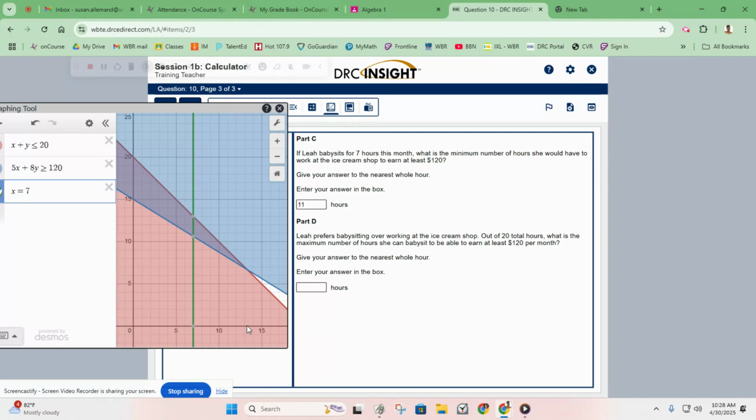So I'm looking at my X axis. What is the highest X value that I can go to? This is at 13.3, but again, I have to go to the nearest whole hour. If I go up to 14, I'm not going to be outside of that solution zone. So this one I round down to 13 hours.